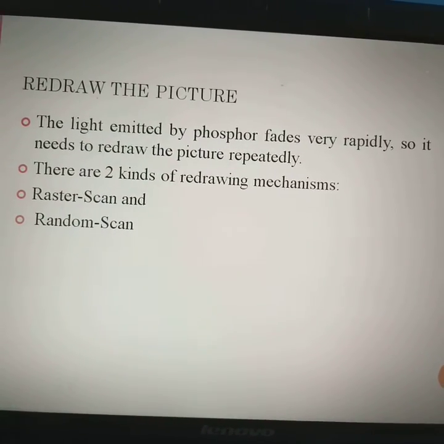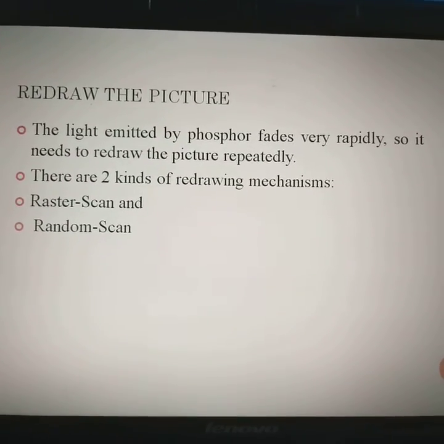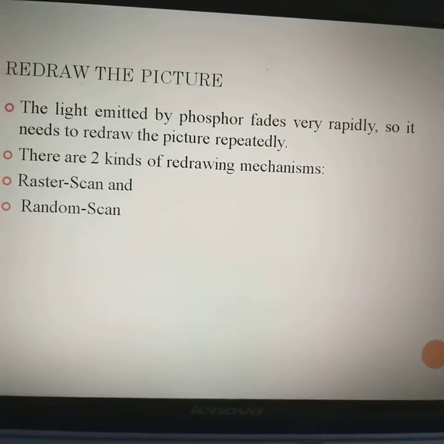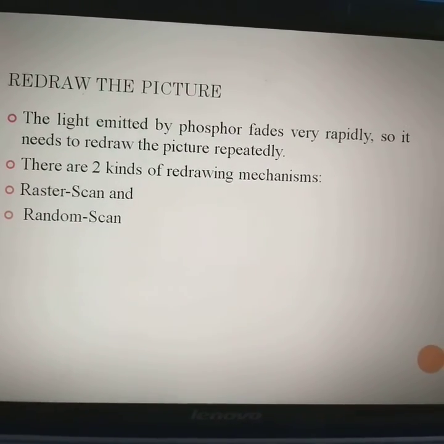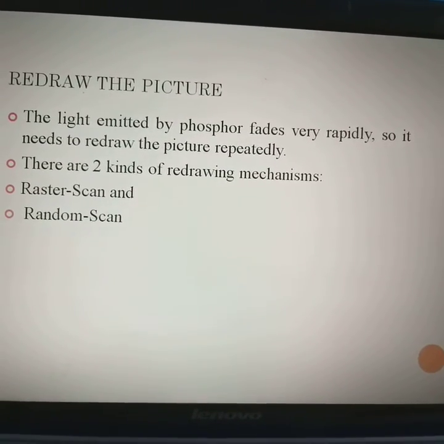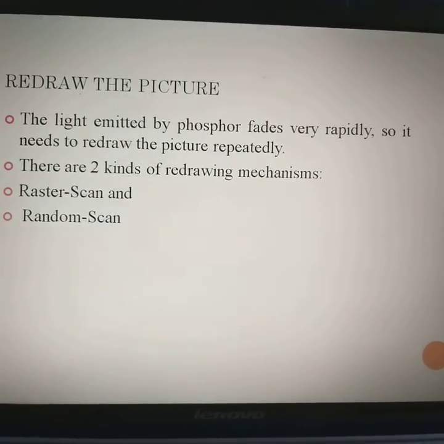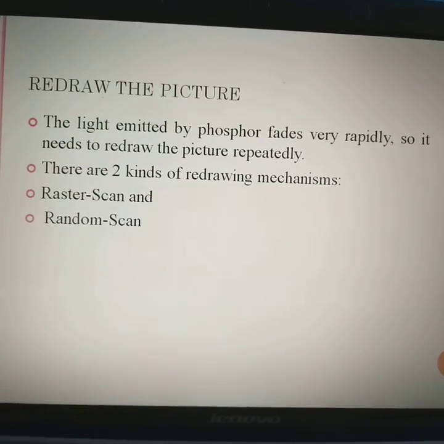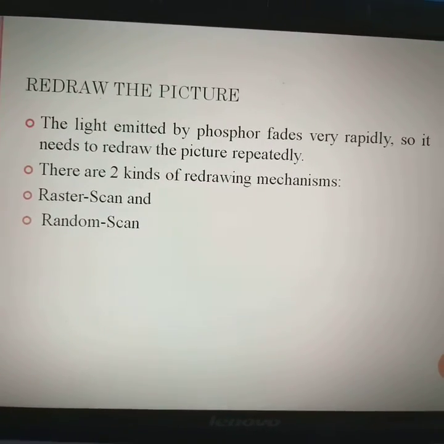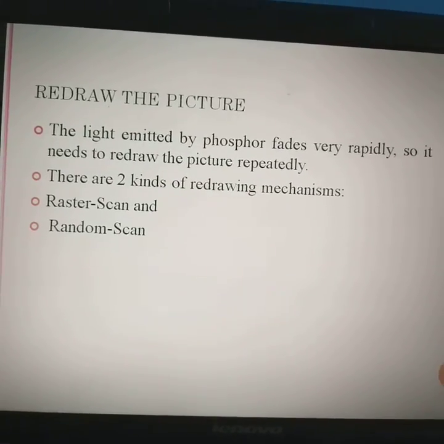So, in this lecture, we discuss the raster scan display and the random scan display. We already discussed raster images, raster graphics, and random graphics. These are the same concept, but now we discuss the raster scan display device and the random scan display device based on CRT, that is, cathode ray tube. These two mechanisms are used to redraw the picture or any visual representation.